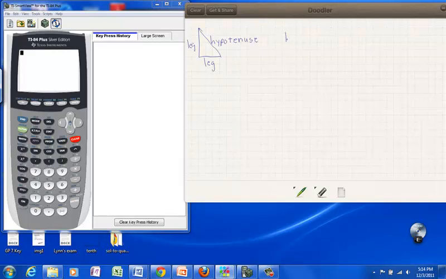And again, my rule is that leg 1 squared plus leg 2 squared is equal to the hypotenuse squared.